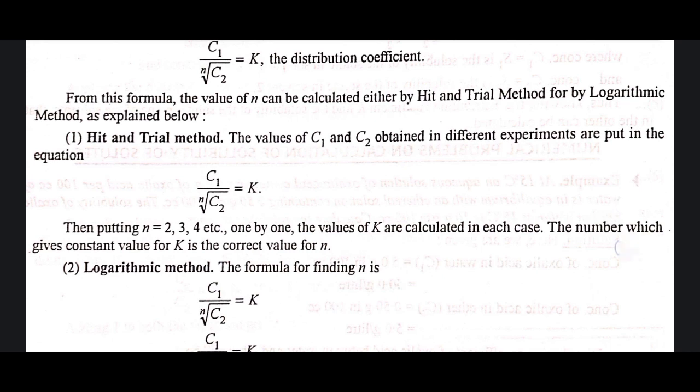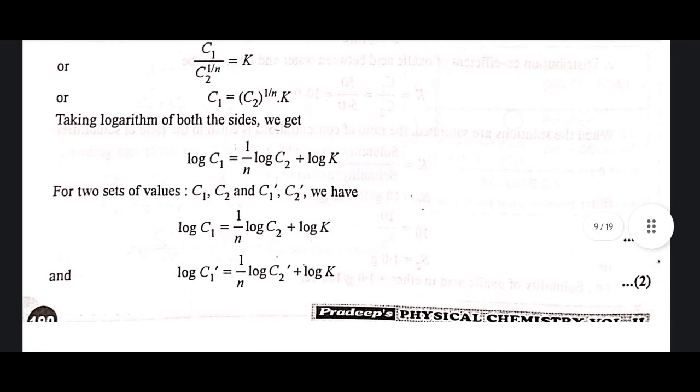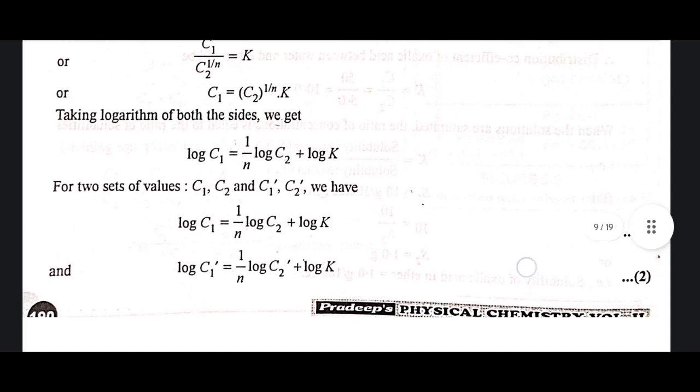Second, logarithmic method. The formula for finding n is C1 upon nth root of C2 is equal to K, or C1 is equal to C2 raised to the power 1 upon n into K. Taking logarithm of both the sides, we get log C1 is equal to 1 upon n log C2 plus log K. For two sets of values C1, C2 and C1 dash, C2 dash, we have log C1 is equal to 1 upon n log C2 plus log K. This is equation number 1, and log C1 dash is equal to 1 upon n log C2 dash plus log K. This is equation number 2.